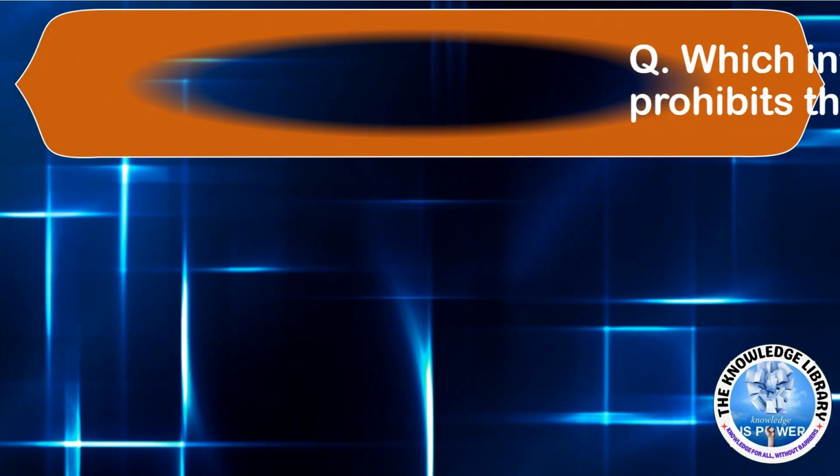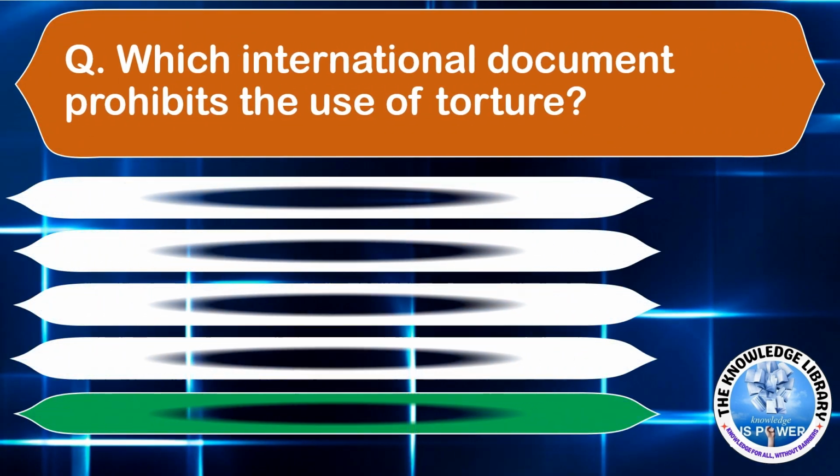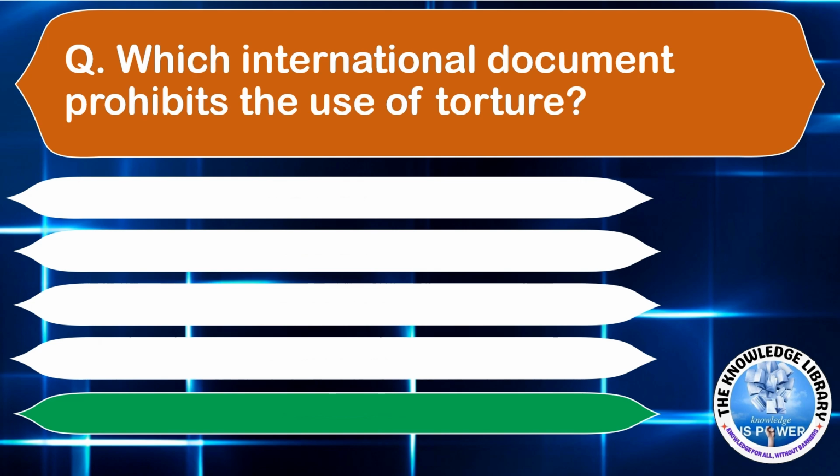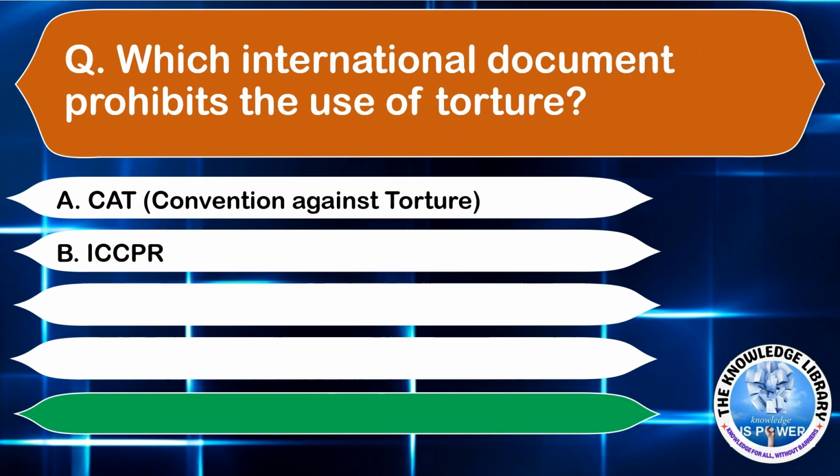Next question is, which international document prohibits the use of torture? Option A, CAT. Option B, ICCPR. Option C, ICESCR. Option D, UDHR. Correct answer is option A, CAT.